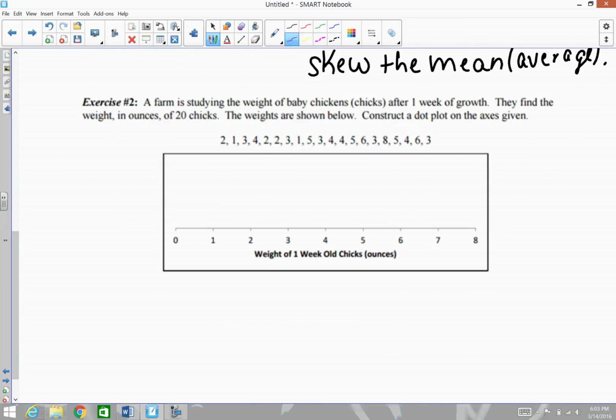Okay, this one I know you can do on your own. This one says a farm is studying the weight of baby chicks after 1 week of growth. They find the weight in ounces of 20 chicks. The weights are shown below. Construct a dot plot on the axis given. You are literally just plotting these points, just stacking the dots. Go ahead and pause, try it on your own, and come back to me.